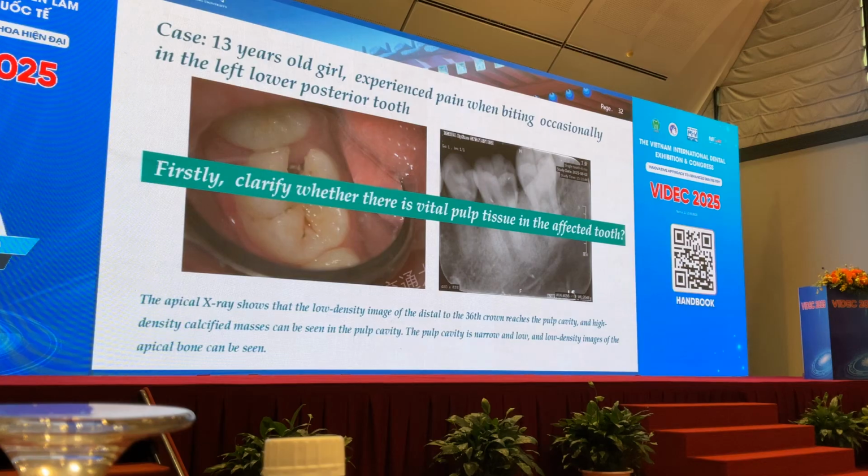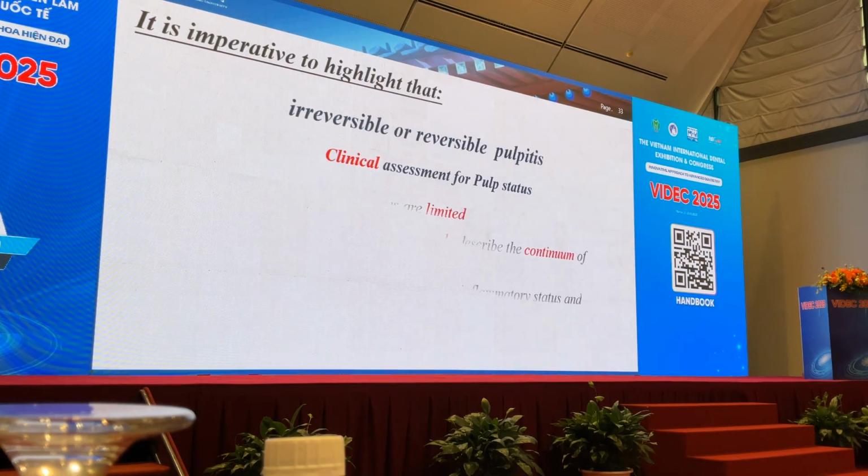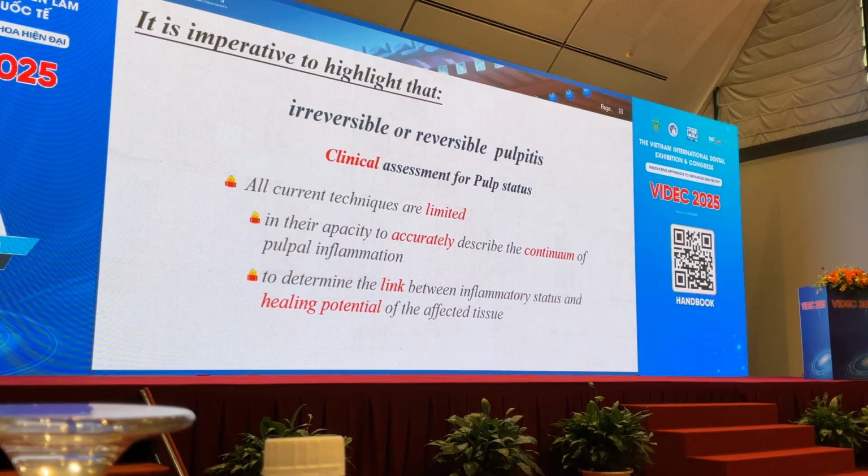Here I want to emphasize again, irreversible or reversible pulpitis is a clinical assessment of pulp status. It is a clinical assessment, and it cannot tell how far the inflammation has gone, and cannot tell whether the pulpitis is truly reversible or irreversible.